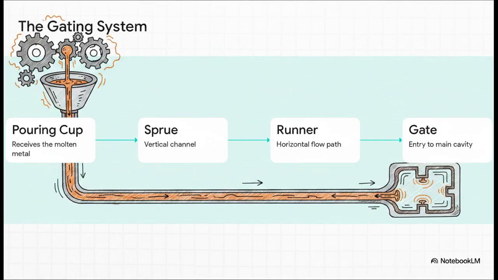But how does the metal actually get safely into that mold cavity? It doesn't just drop straight in, no way. It travels through something called the gating system. You can think of this as a meticulously designed obstacle course meant to purposely slow down the molten metal's kinetic energy and safely guide it. It starts up top at the pouring cup, drops down a vertical channel called the sprue, travels horizontally through the runner, and finally enters the main cavity through the gate. For really large castings, they'll even use multiple gates. The entire goal here? Strict, absolute control.